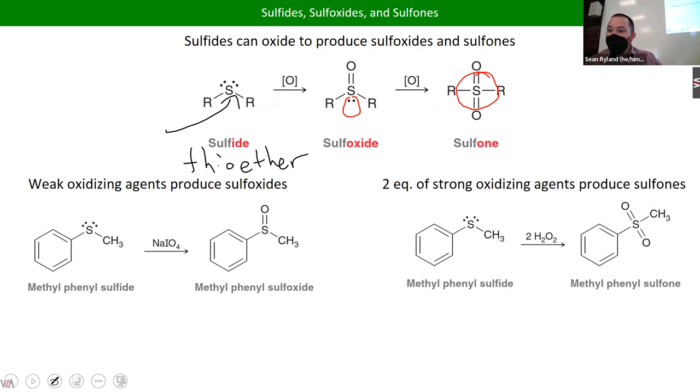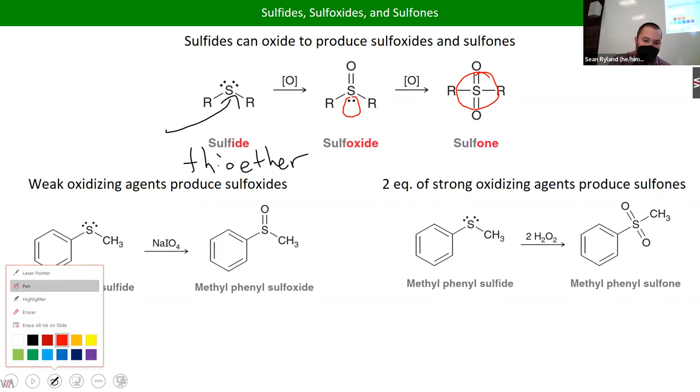Sulfones, now we have 6 bonds. 6 bonds to a sulfur, again, and no lone pairs, is going to give us a formal charge of 0. So these wind up being stable compounds, despite the fact that they have different numbers of lone pairs and bonds, and despite the fact we break the octet rule.